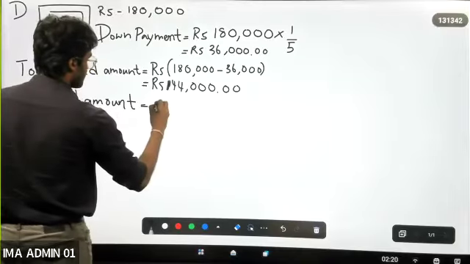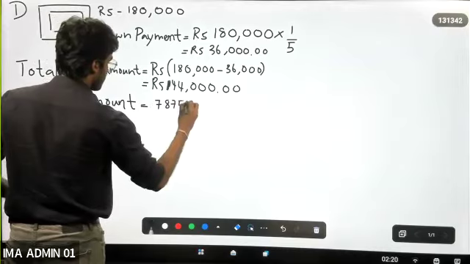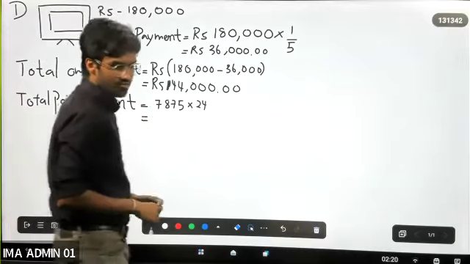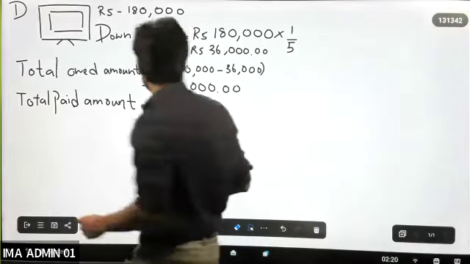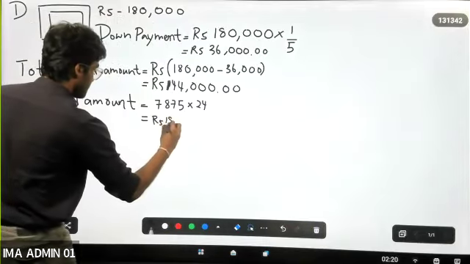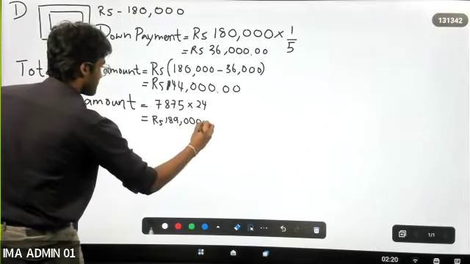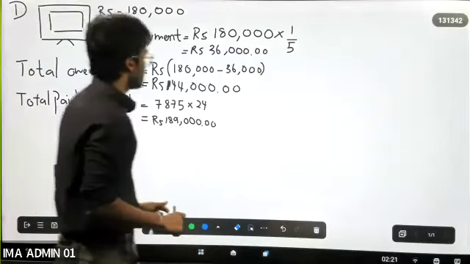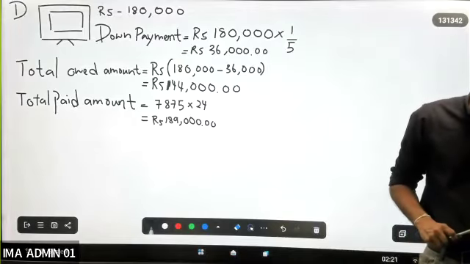So this guy paid 7,875 within 24 installments. How much is the value? I think it's 189,000 rupees. 189,000. Right, that's the total paid amount. Now, those are the only given data, right?